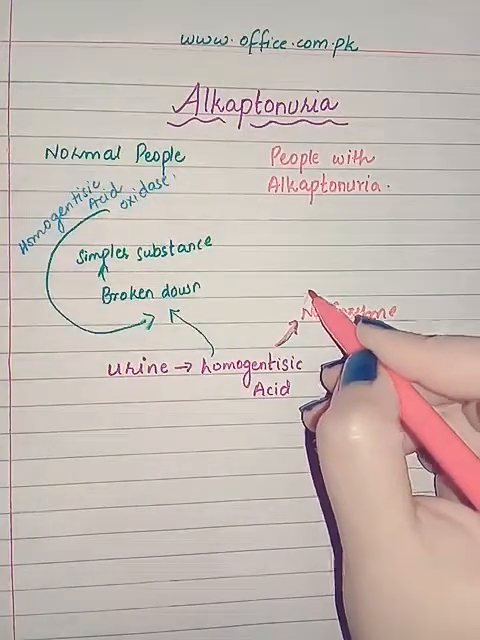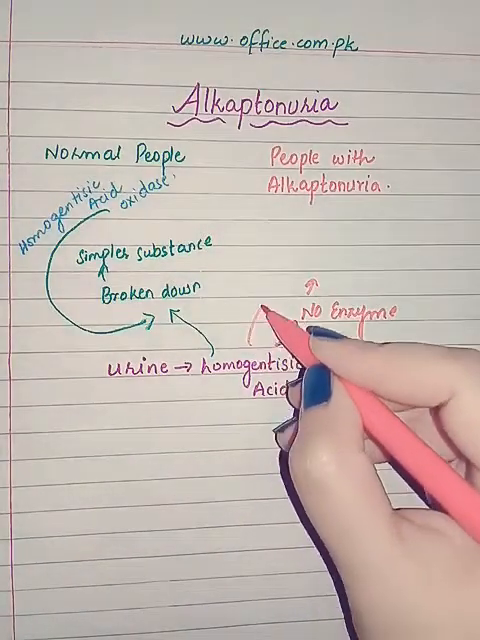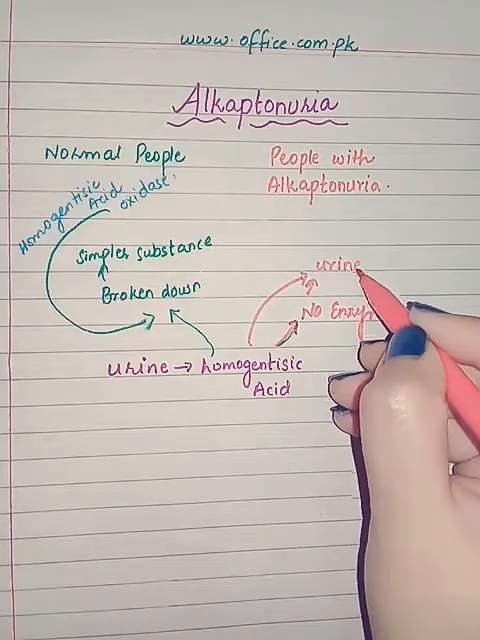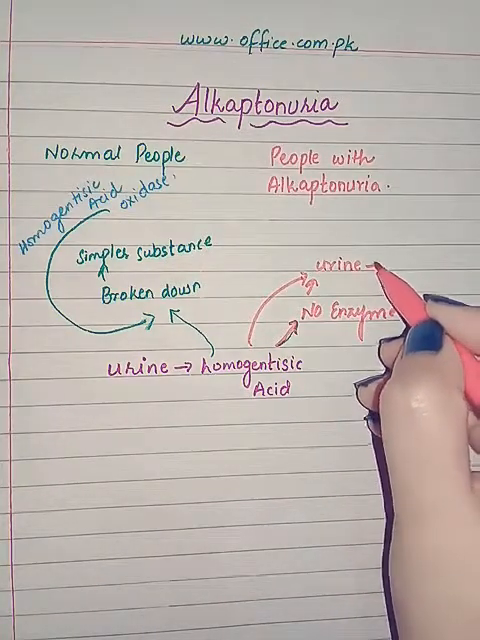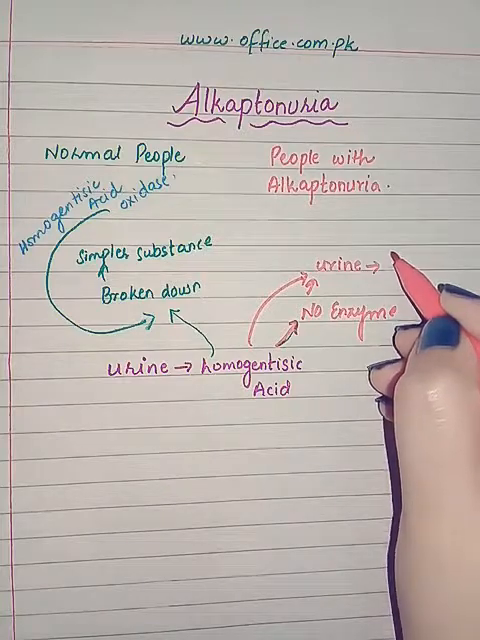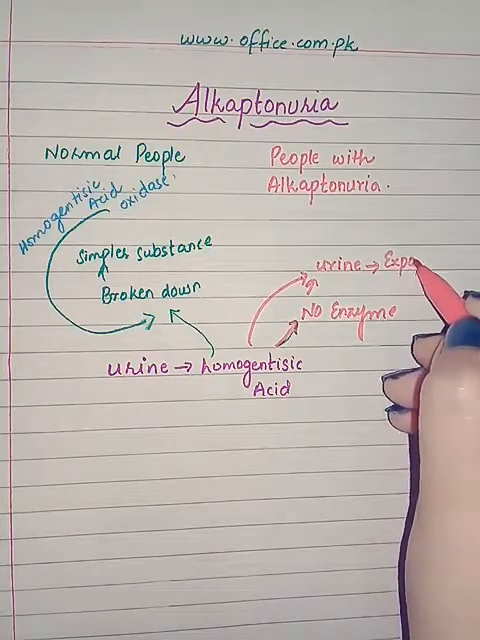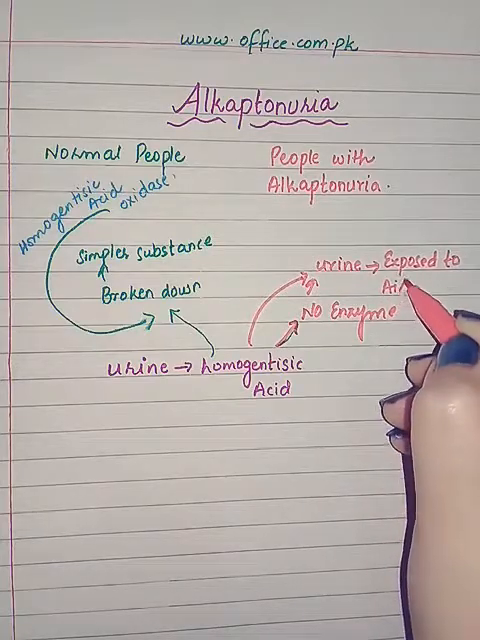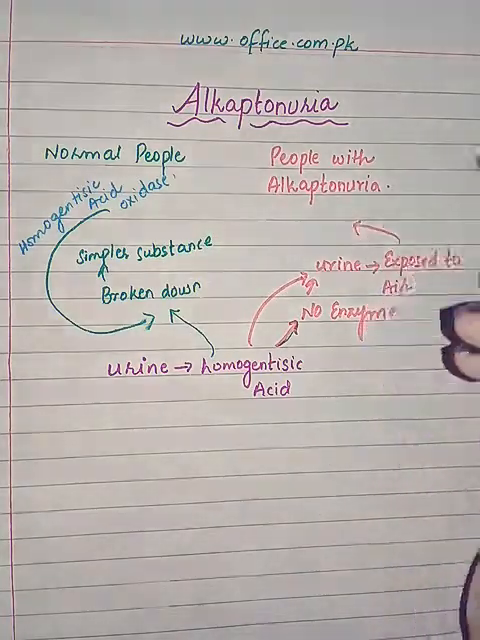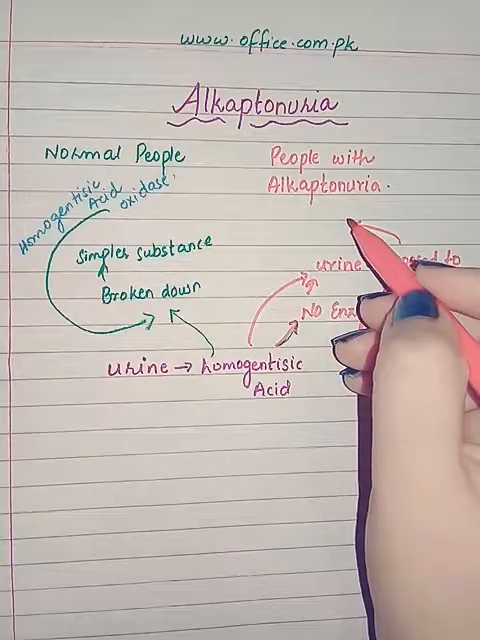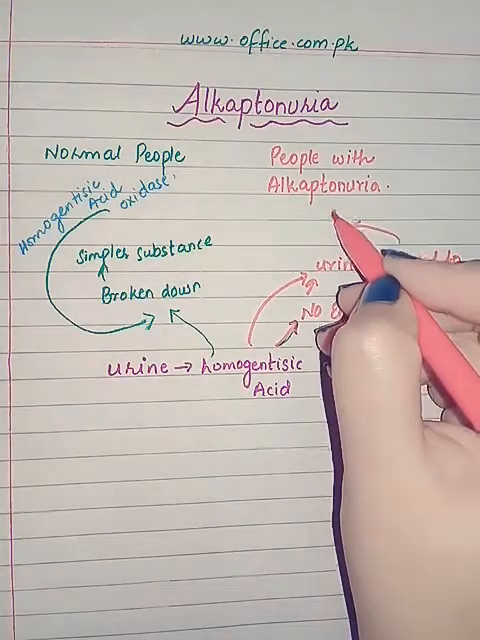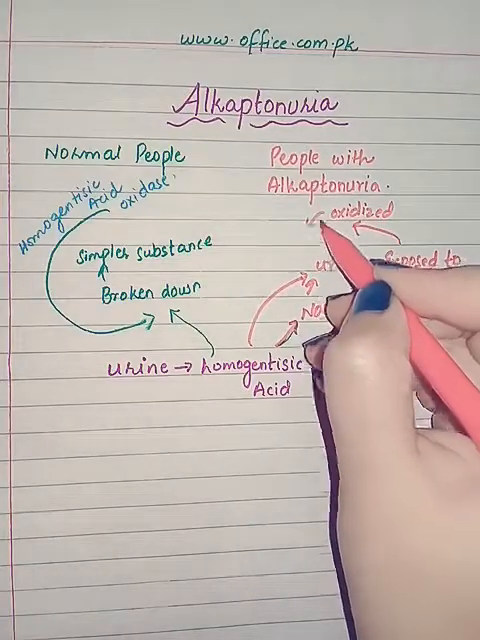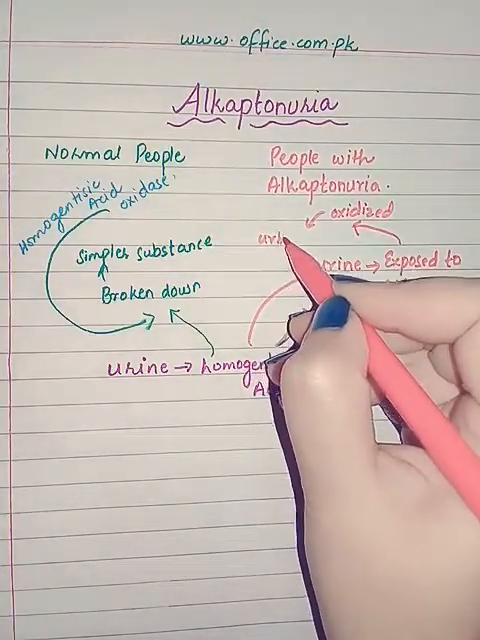So homogentisic acid goes as such in the urine, and when it is exposed to air, it is oxidized, and hence the urine turns black.